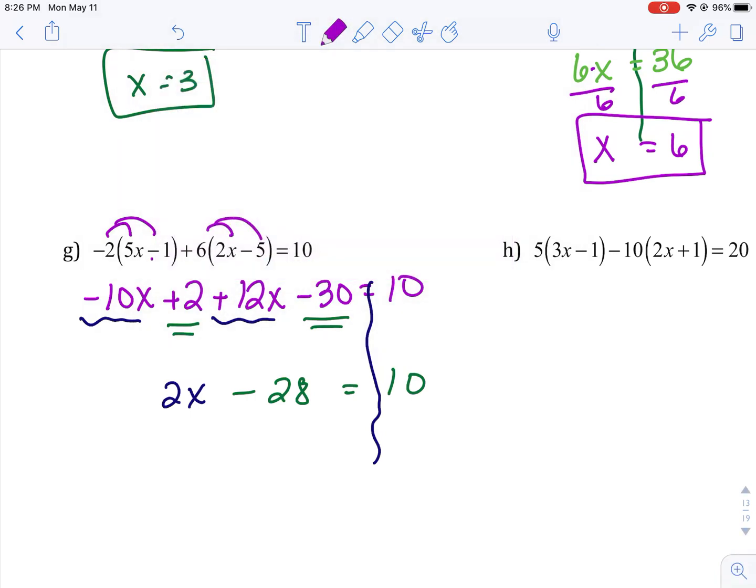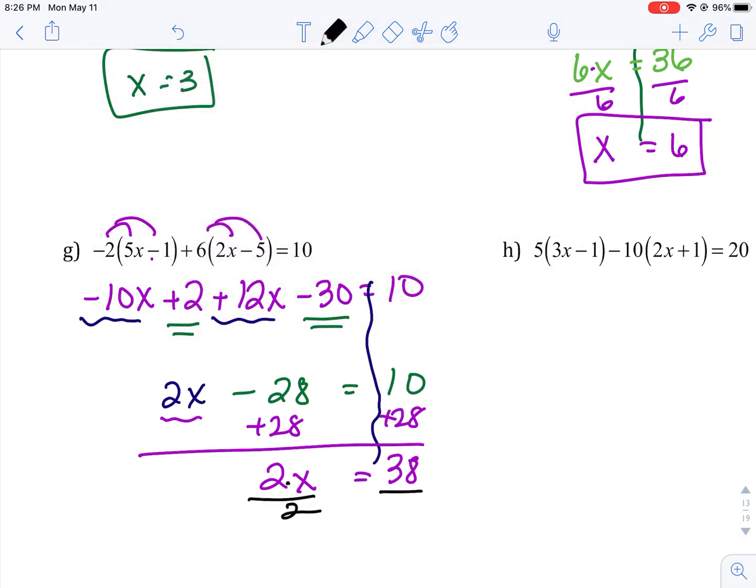So just like we did in the last problem, I need to get that 2x all by itself. So since it's a minus 28, I'm going to add 28 to both sides. So that gives me 2x equals 38. And since this is multiplication, I'm going to go ahead and divide. And now I get x equals 19.